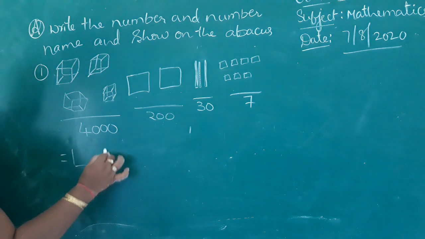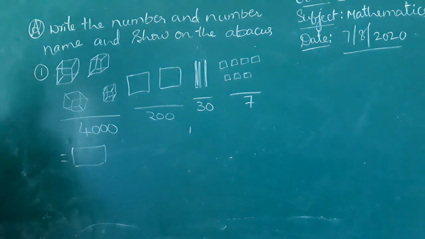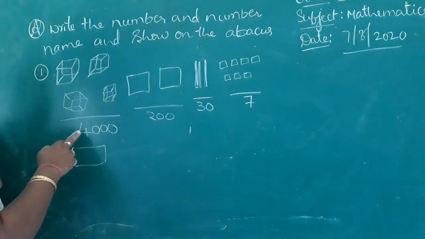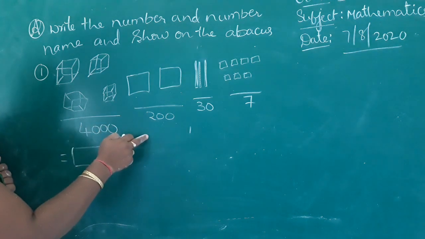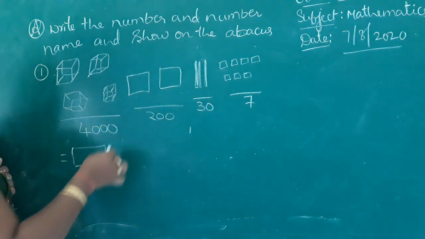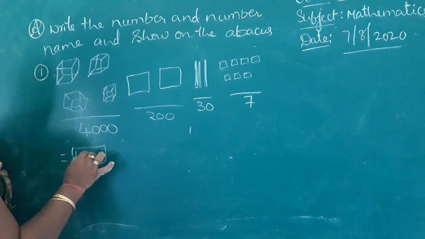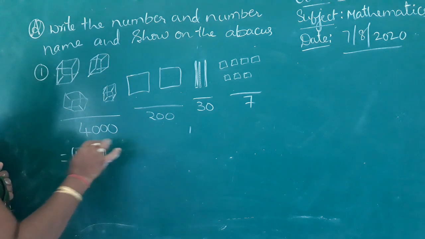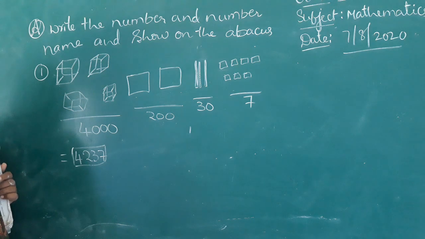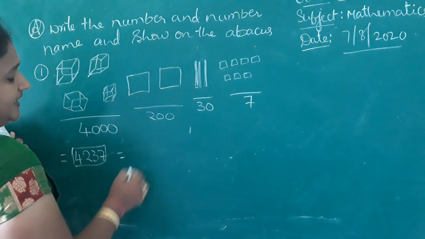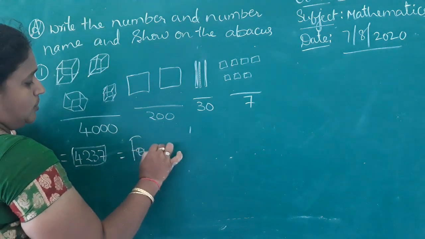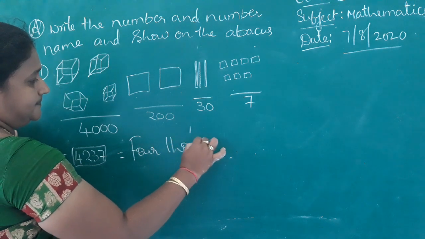They ask us to write the number after adding. What is that number now? Look at that. 4,000s, 200s, 3 tens and 7. So that is nothing but 4,237. That number is 4,237. Write the number name.